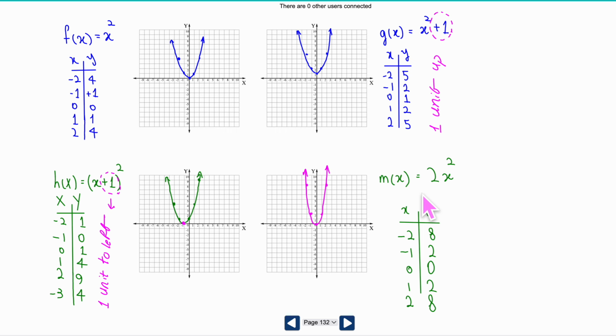Now we're going to see a few examples where we multiply a fraction to our function, and then after that we're going to consider negative numbers. For that, please go to part 2.